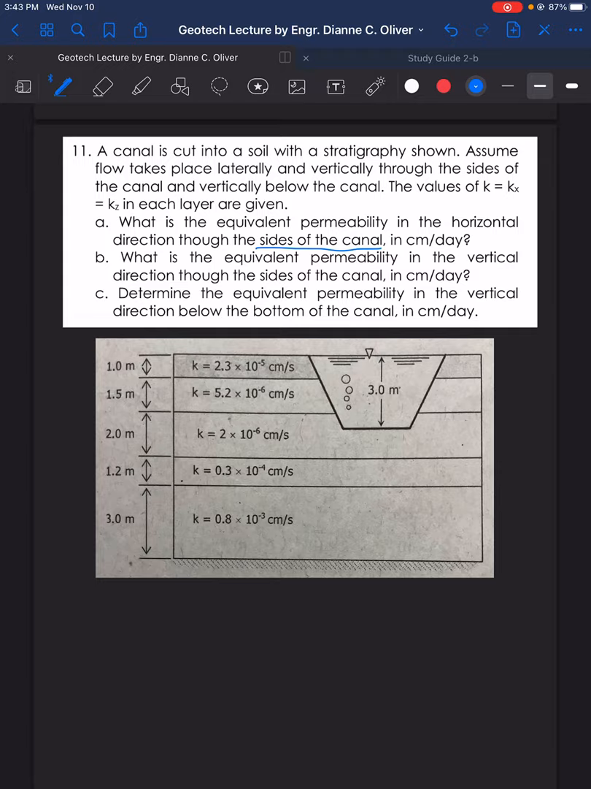What is the equivalent permeability? So, A, horizontal, the sides of the canal. B, what is the equivalent permeability in the vertical direction through the sides of the canal? Then C, determine the equivalent permeability in the vertical direction below the bottom of the canal. So all equivalent permeability has the unit centimeter per day. Okay, so let's solve here.